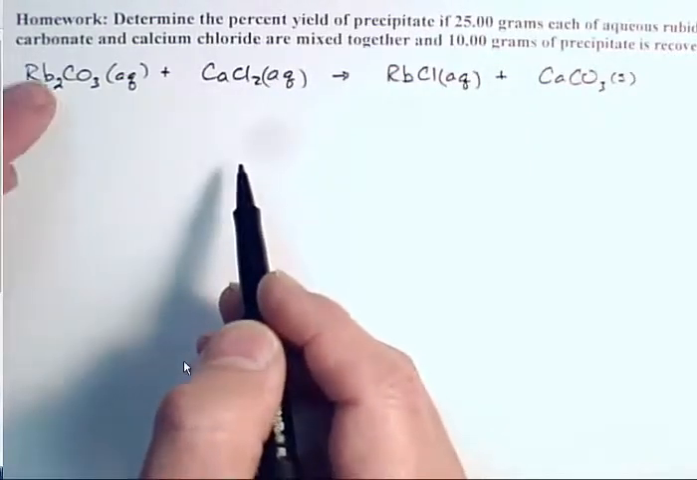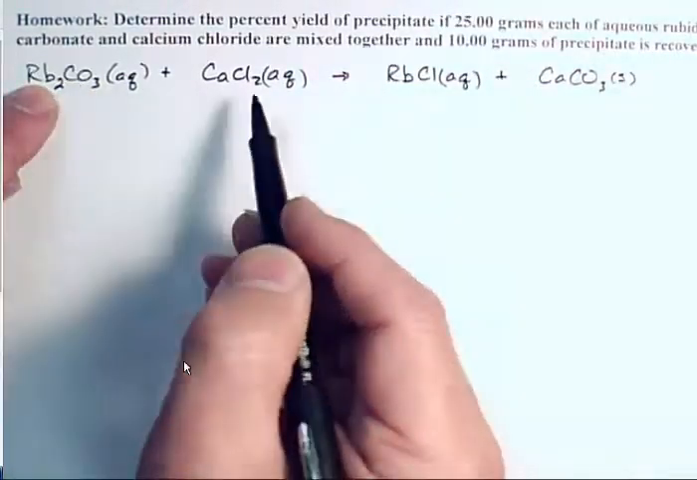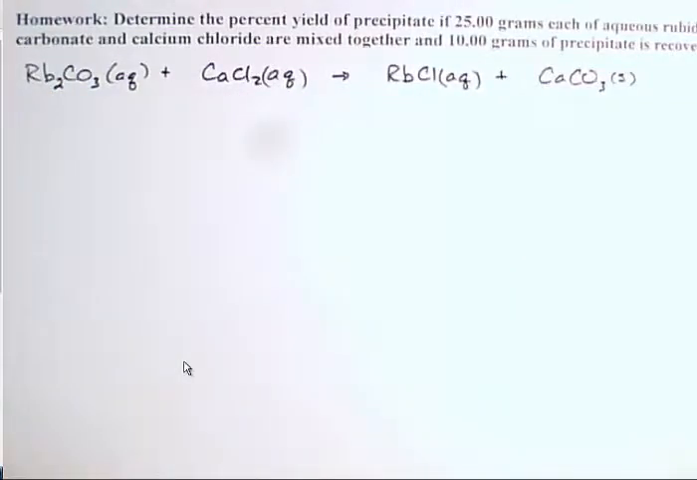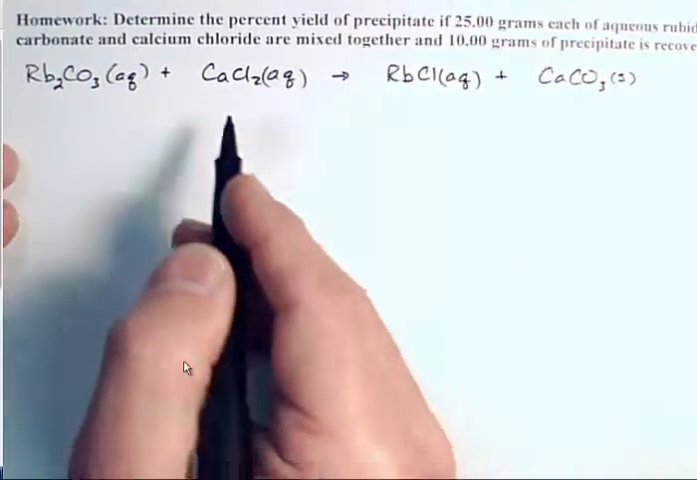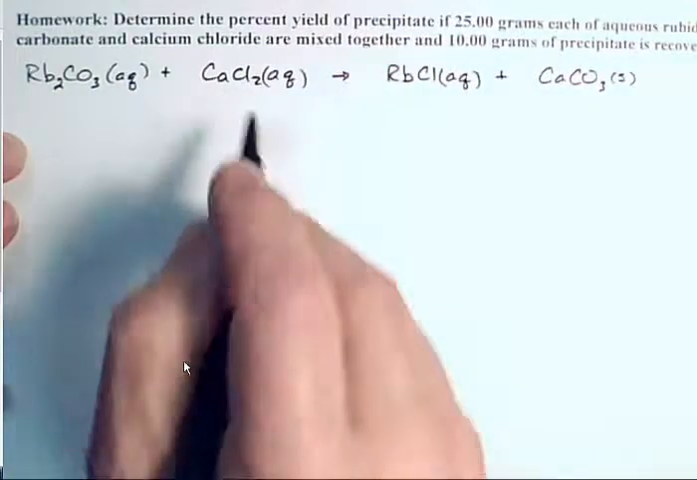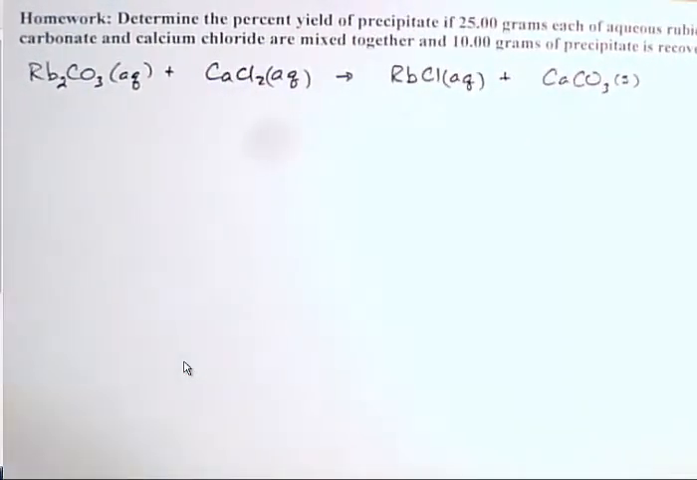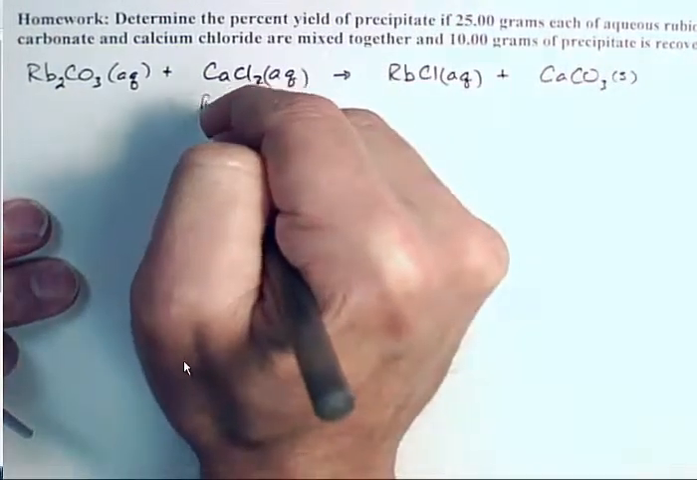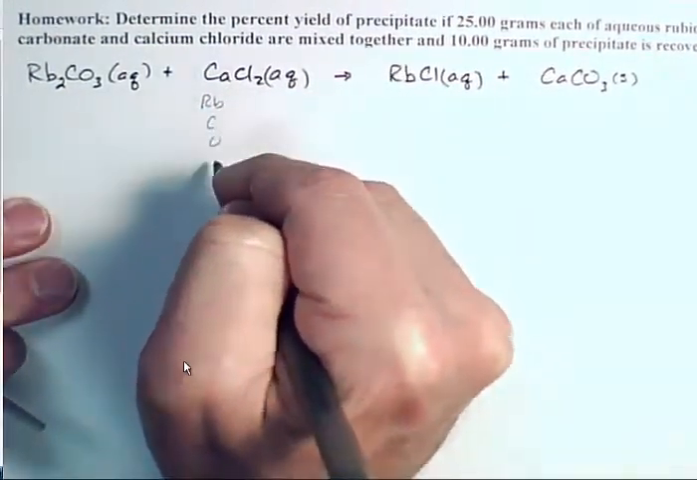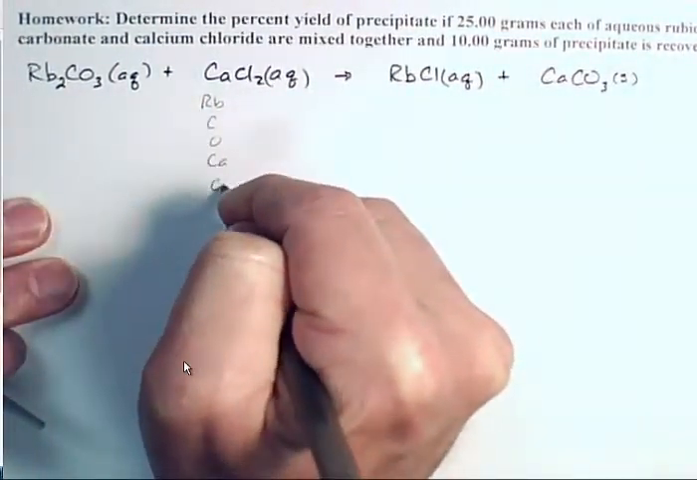So I'm going to start with the rubidium carbonate. It doesn't matter. You could start with calcium chloride and you would get the same result. But first we have to balance the equation. We've got rubidium here and carbon and oxygen. Rubidium and carbon and oxygen and calcium and chlorine.